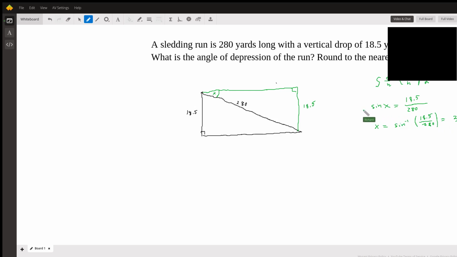Okay, so that's all it is. It's just setting up your diagram, understanding what the angle of depression is, and then using SohCahToa and your calculator to finish it off.